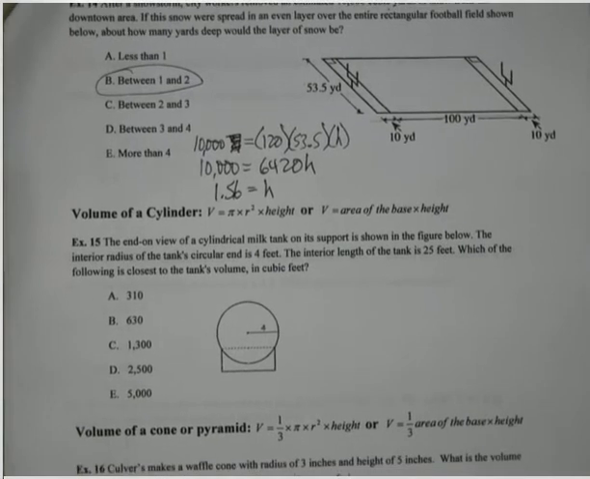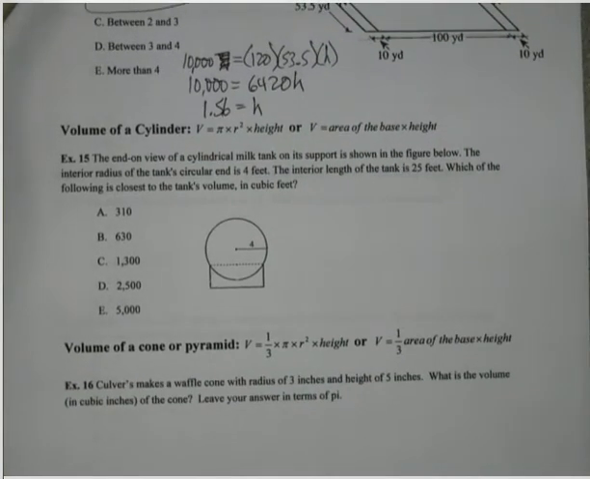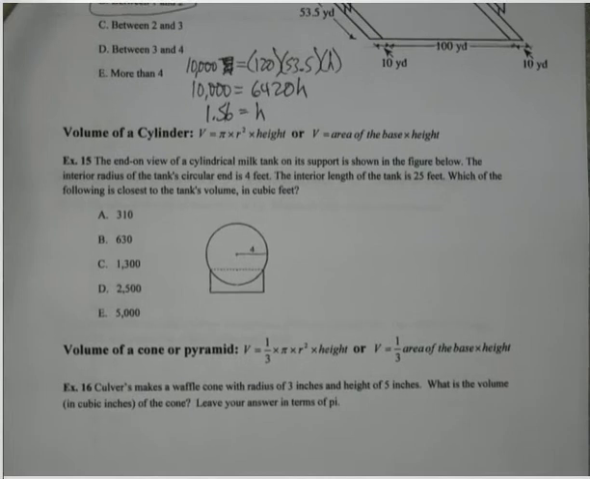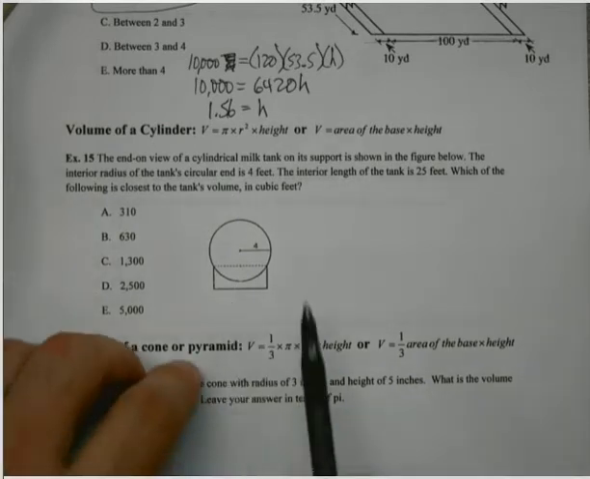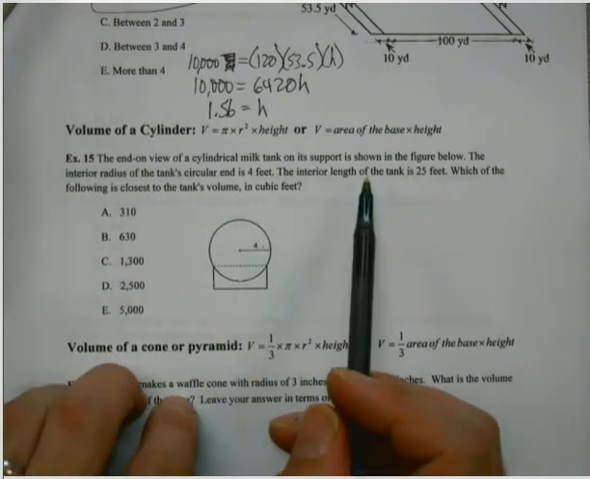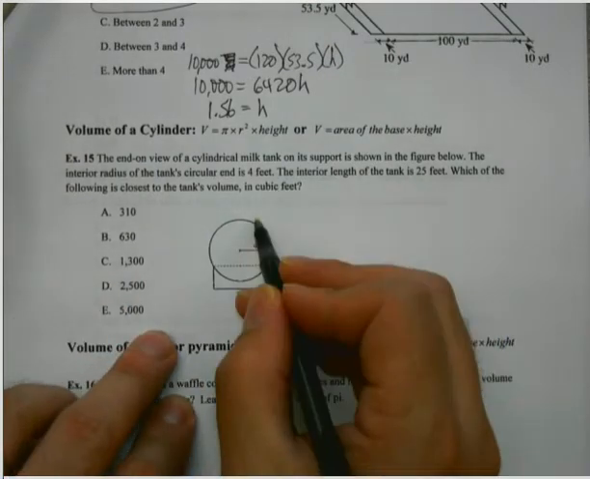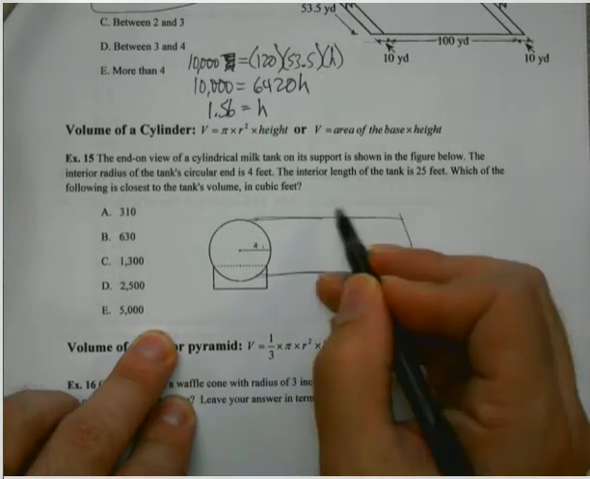Speaking of more volumes, we have the volume of a cylinder. Just got a little tipsy on you there for a minute. There we go. Pi r squared h, or the area of the base, times the height, in case it's not a circle. So you have the cylindrical milk tank. And they talk about the interior radius of the end is 4 feet. But then they talk about the length of the tank, and we don't see that. So this is where I like to draw something so it can be a little more visual for me.